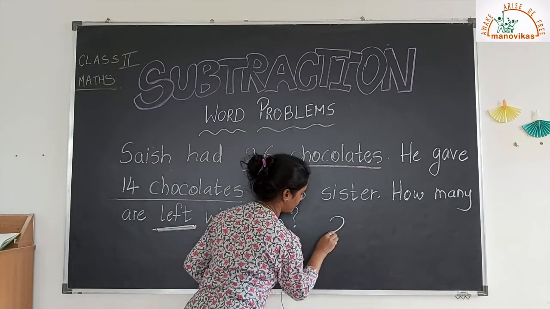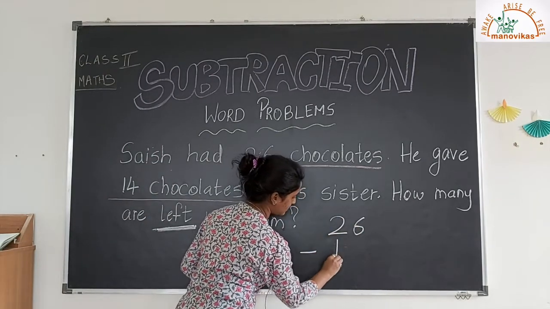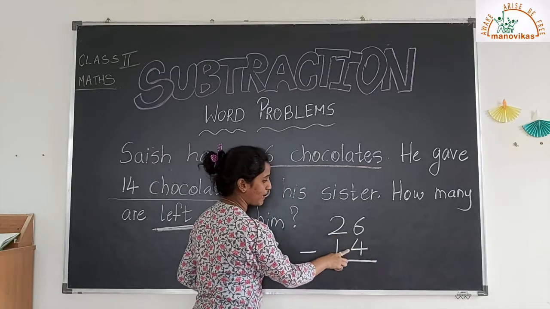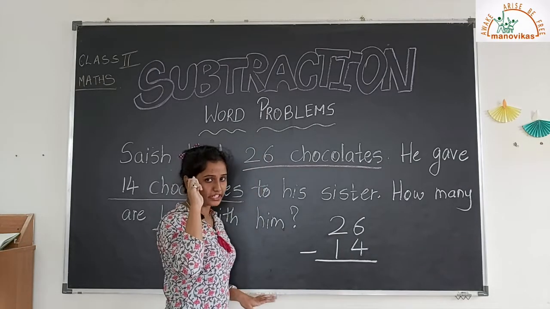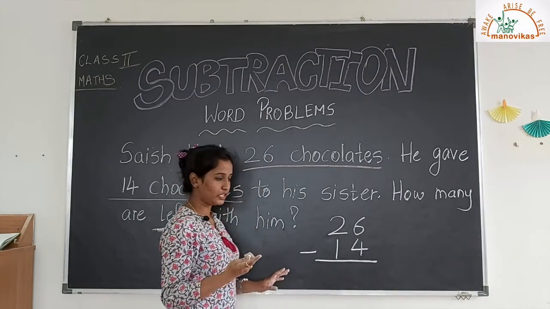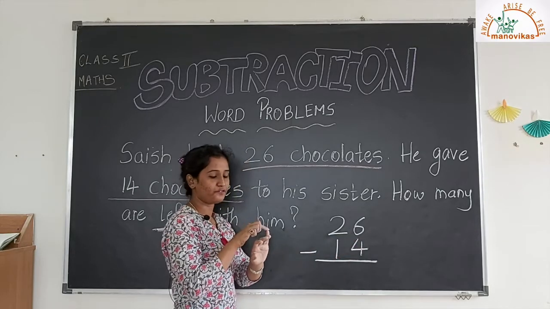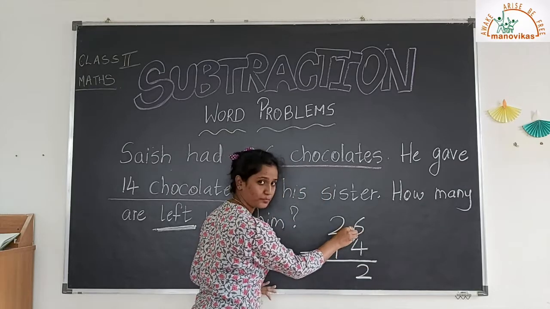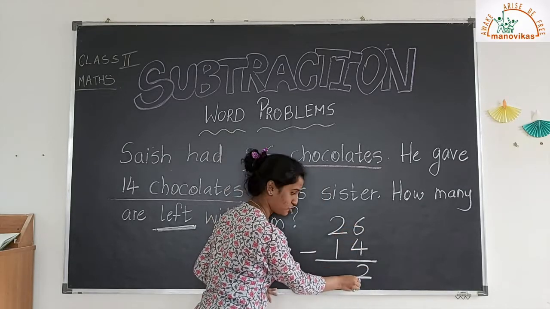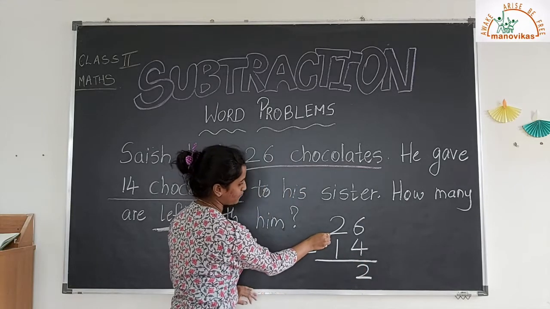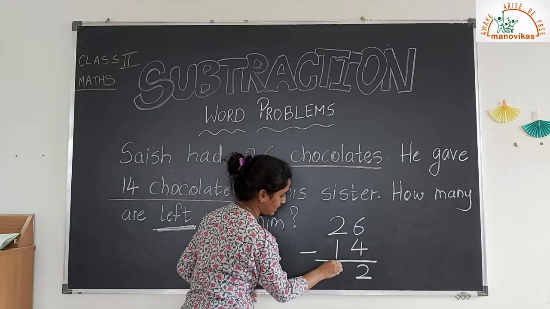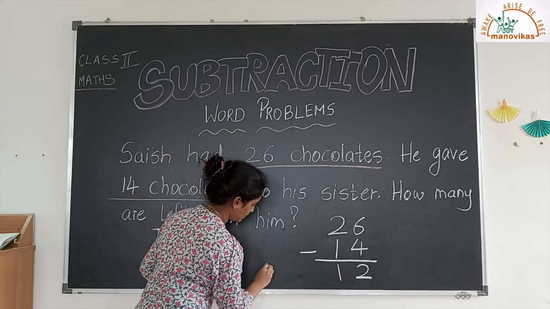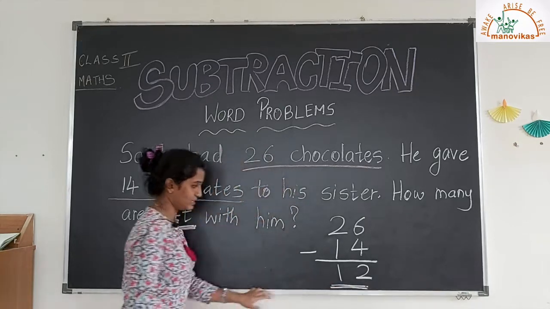Correct. So we subtract 26 minus 14. Correct. Now 6 minus 4. Keep 4 in your mind and count forward till you get number 6. 4, 5, 6. So 6 minus 4 is equal to 2. Next we have 2 minus 1, that is we get 1. So how many chocolates are left with Saish now? Only 12. So the answer we get is 12.